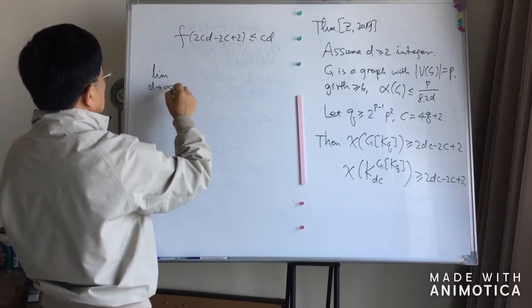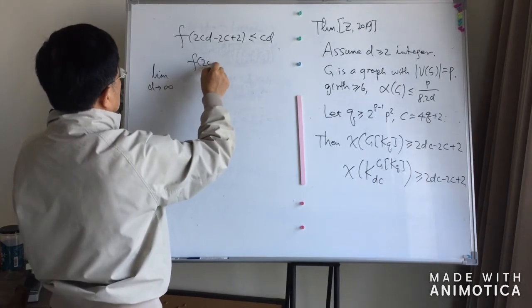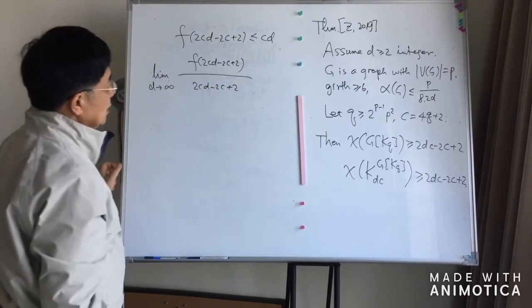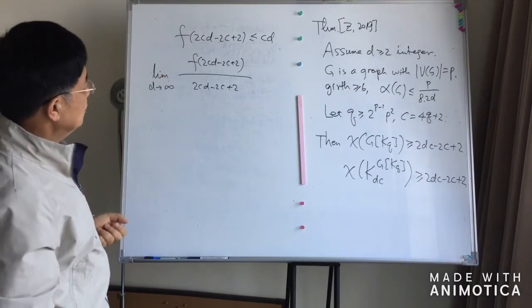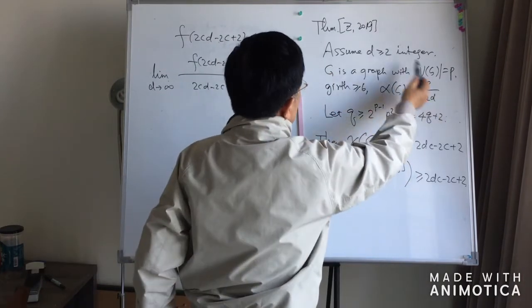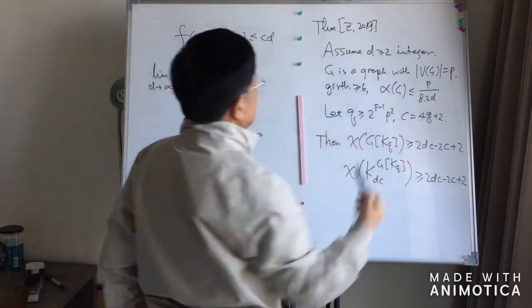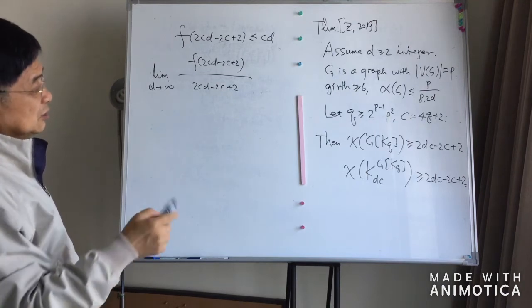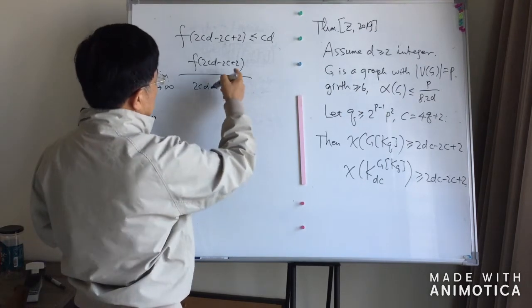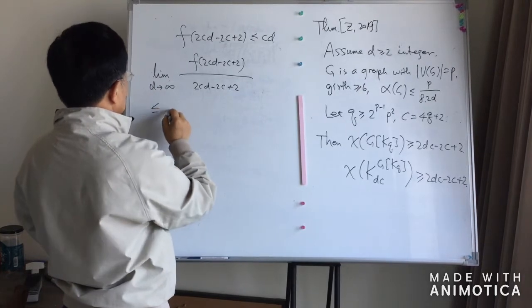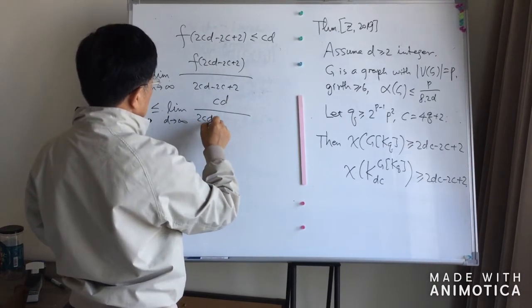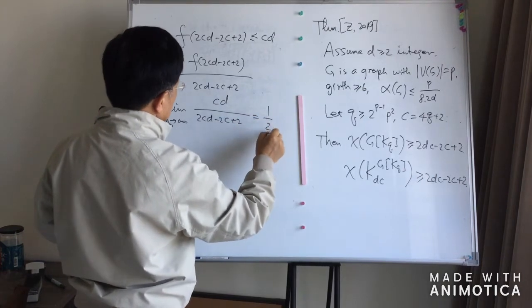D goes to infinity, and then you look at f of 2cd minus 2c plus 2 divided by 2cd minus 2c plus 2. So if d goes to infinity, c also goes to infinity, right? Because this number of vertices p depends on d, because we want the graph's independence number to be related to d. If d is big, then p has to be big. But anyway, this is less or equal to cd over 2cd minus 2c plus 2, and as d goes to infinity this is 1/2.